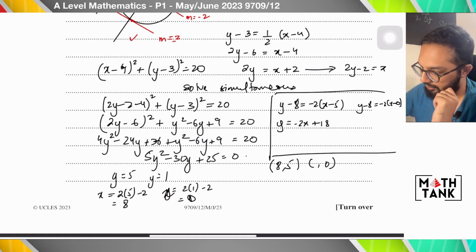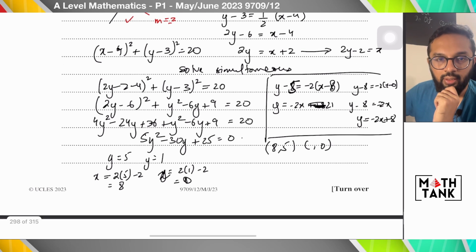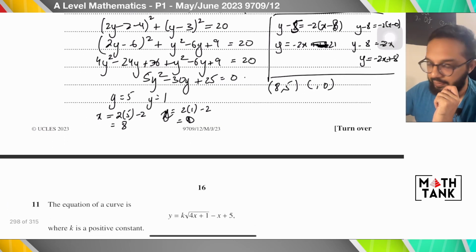Okay, I've written these coordinates the other way around. Yeah, that's the mistake that I've made. So 16 plus 5 is 21, minus 2x. y equals minus 2x plus 8. Okay, that is for this question.